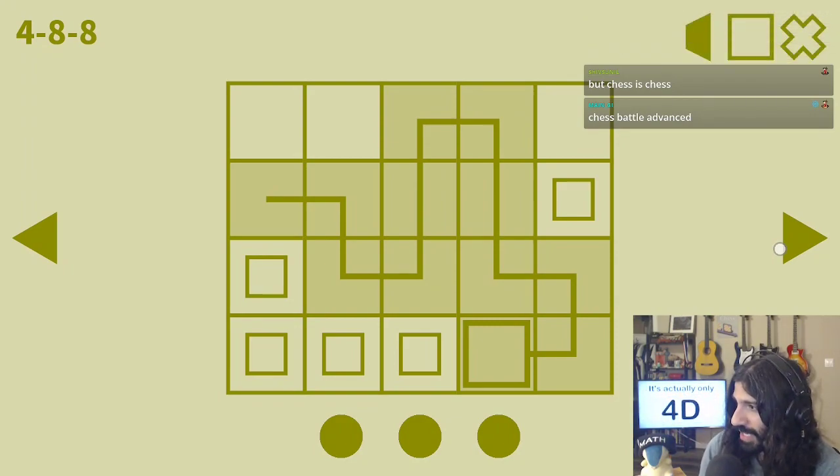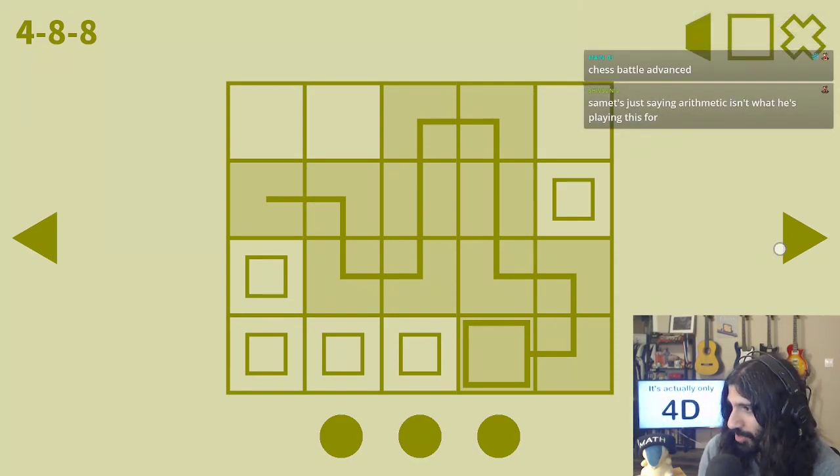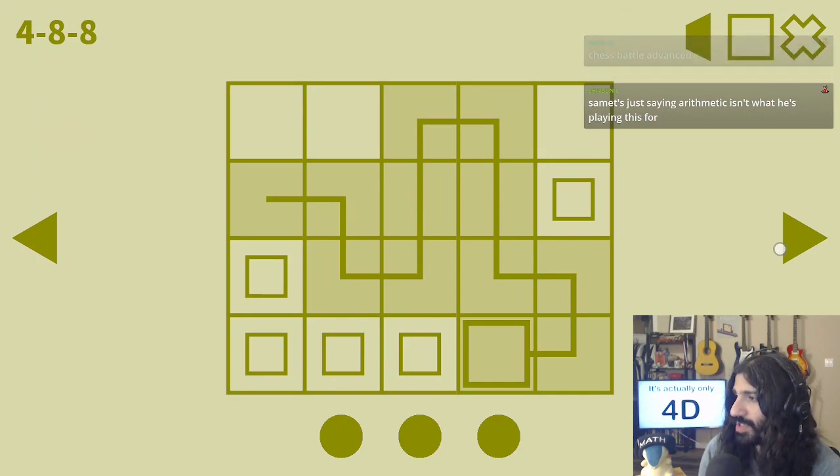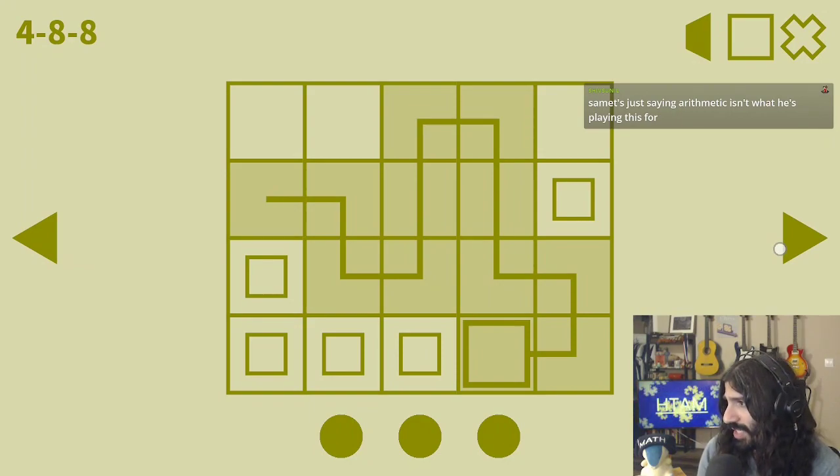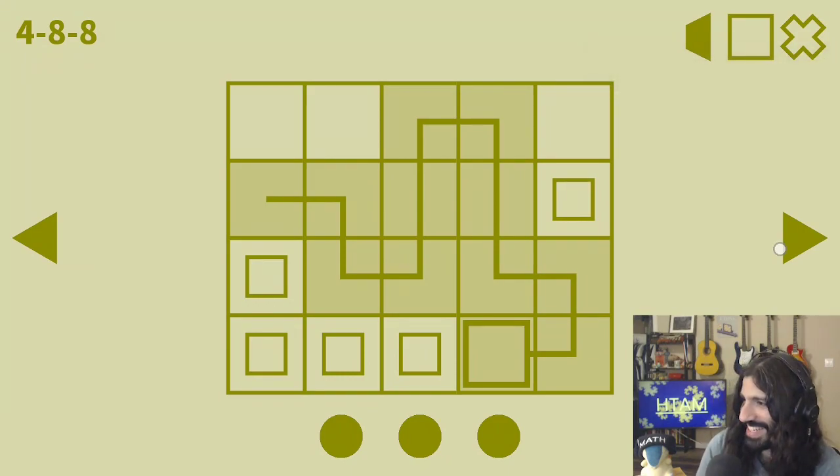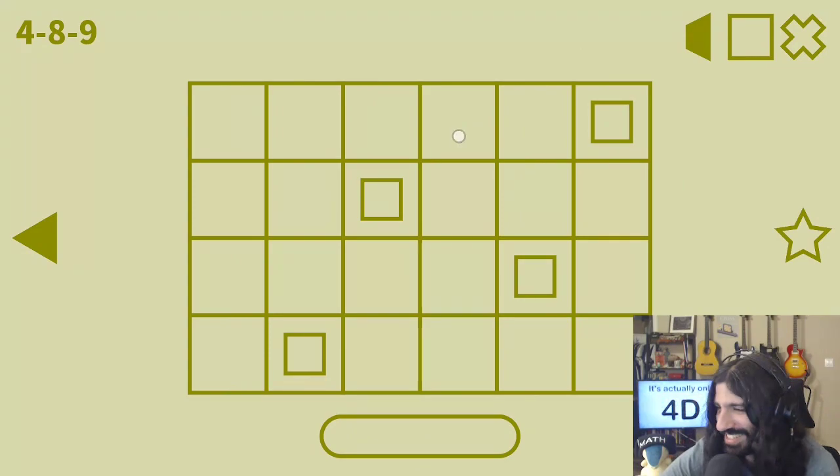That's what makes factory games interesting compared to puzzle games. That's true. Search for a single answer versus the search for your answer. Yeah, that's super true as well. Factorial is only hard to calculate if you build yourself into a corner. Sure. As much as saying arithmetic isn't what he's playing this for, that's pretty much what I'm saying. I'm a mathematician, okay? I don't like arithmetic.